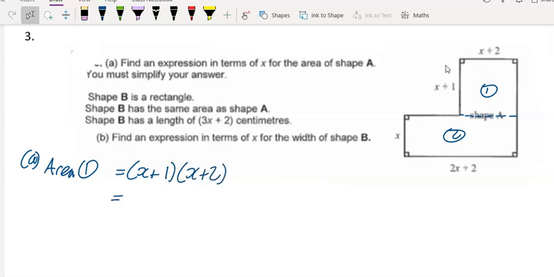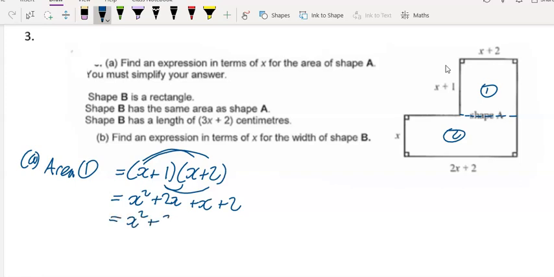Okay, so not easy multiplying these out. I like to use the curly lines. X times x gives you x squared. X times 2 gives you 2x. 1 times x gives you x. And 1 times 2 gives you 2. So again, that's a bit of a mess. If something's a mess, tidy it up. x squared plus 3x plus 2. So you've got your area 1.